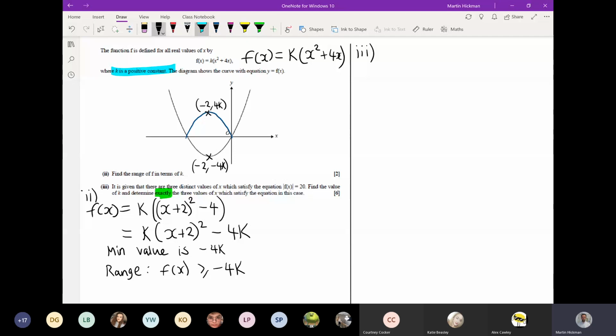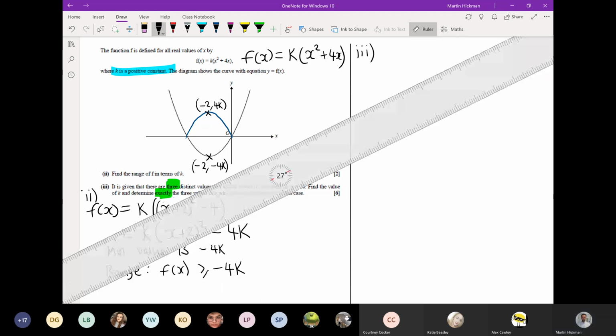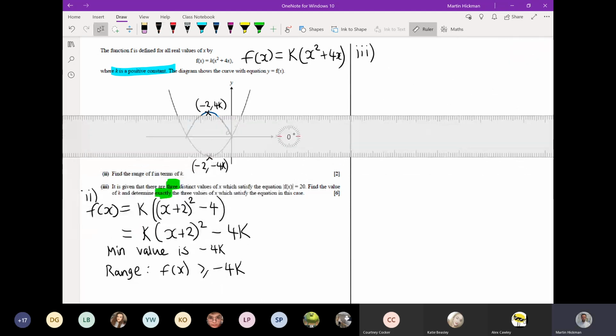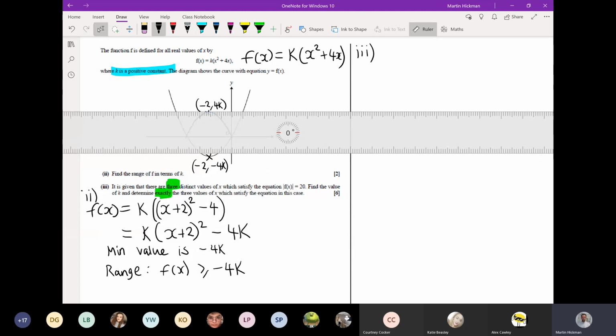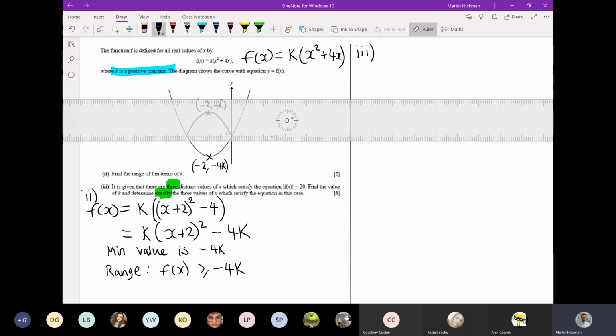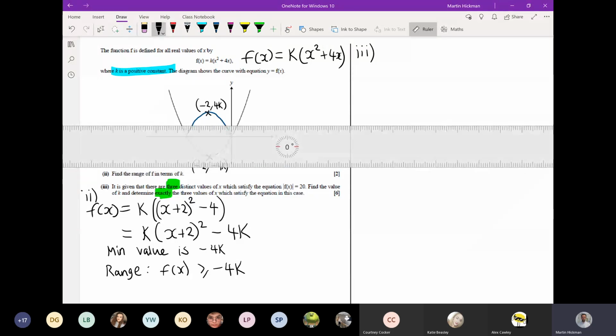Now the question says there are 3 distinct solutions. So what I need to do is draw a line of where it's going to be 20. But if I just have my ruler here, you can see if this is where I say 20 is, then it'd only be crossing twice. That means there's only 2 solutions. If I put my ruler further down here, I can see that it's crossing 1, 2, 3, 4 times. So that's more solutions than we need.